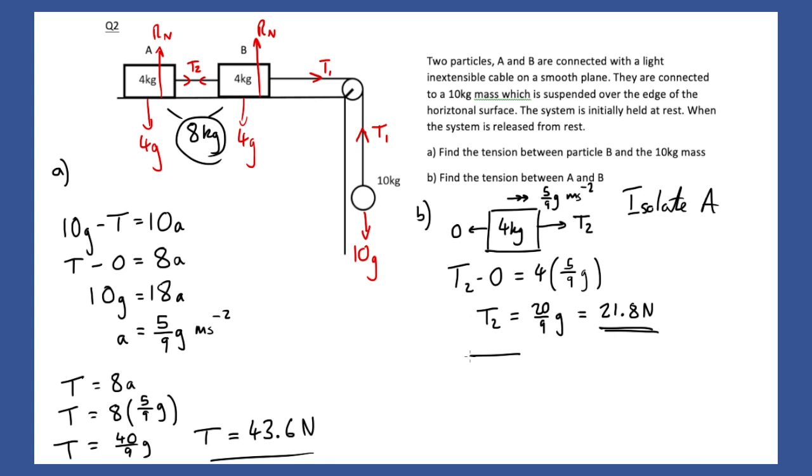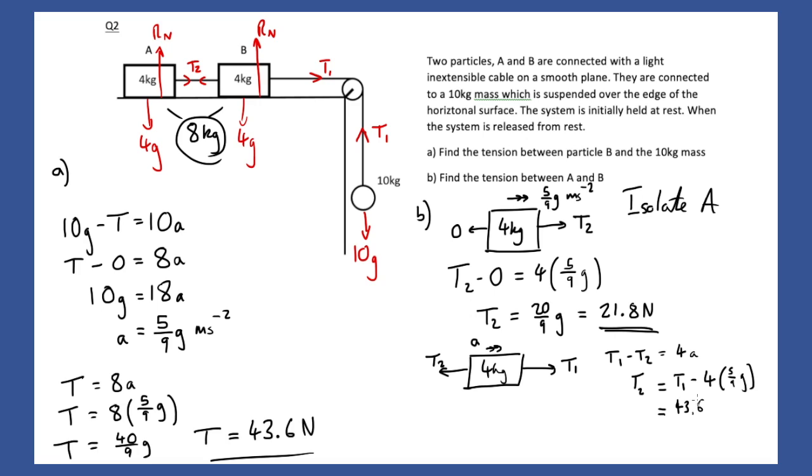So that's by isolating particle A. I could do the same with particle B. I'll just show you that really quickly. So I could have particle B. I could have T2 in this direction, T1 in this direction, 4 kilograms, and my acceleration this way. And this way, what I'd do is I'd say, okay, I have T1 minus T2 equals 4A. And if I do this, it rearranges to T2 equals T1 minus 4 times 5/9 g.